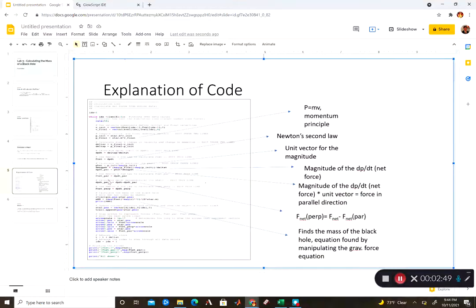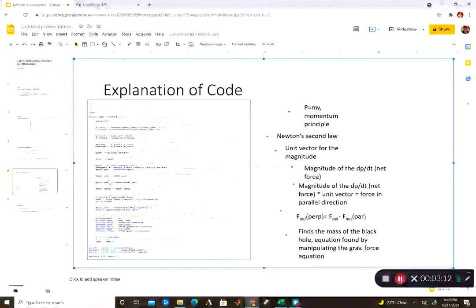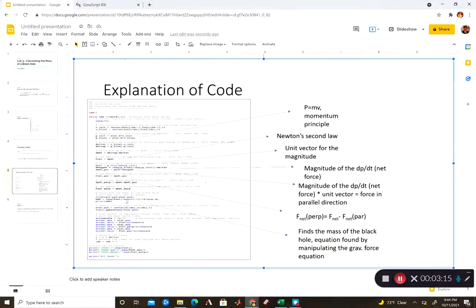And the force in the parallel direction is the magnitude of the net force times the unit vector there. Obviously, you can see that the net force of the perpendicular is equal to the total net force minus the parallel, because parallel and perpendicular components make up the total net force. This function finds the mass of the black hole. This equation is found by manipulating the gravitational force equation.